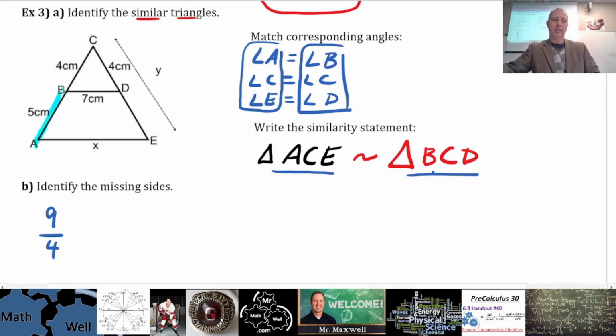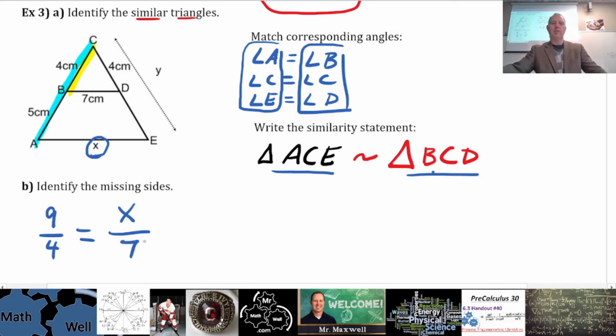AC here is corresponding to BC. And AC is 9 and BC is 4. All right, so 9 over 4, that's going to be our given ratio. And we went with the big triangle first, so let's go with the big missing side of x. Okay, so that's going to be x on top. What number am I going to put on the bottom? 7. Very good, 7, the corresponding side.